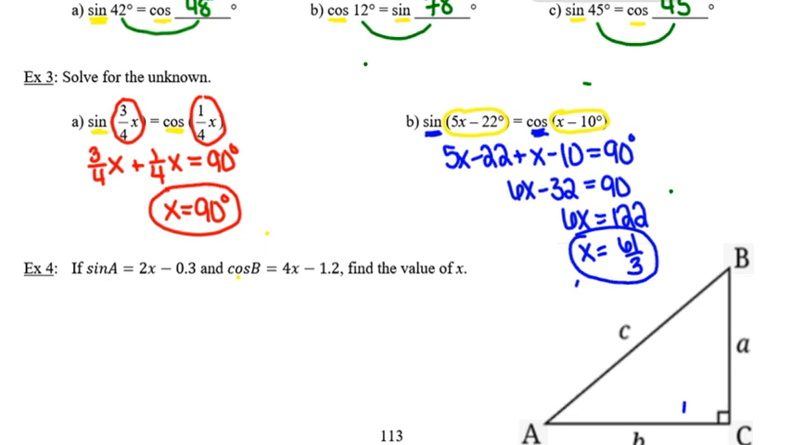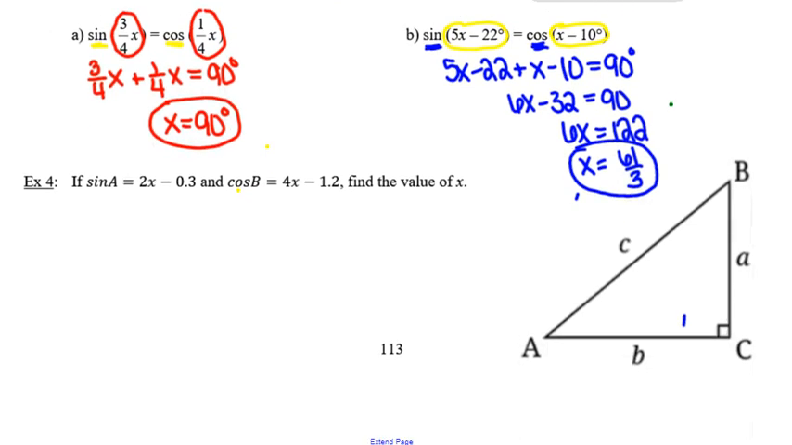So that is the first type of question that you might see in this topic, the type where you have sine of one angle equal to cosine of another. And the real takeaway that you need to know there is that when that occurs, the two angles must be complements, or add to 90.